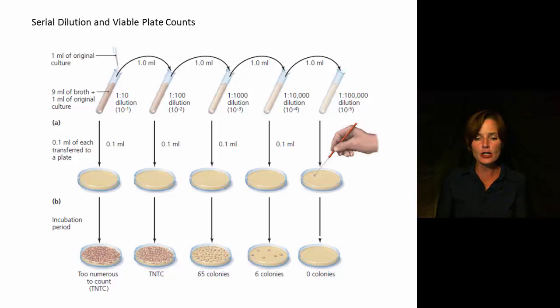So as you can see here, one plate has way too many. We can't count it. The next one has too many to count. But then by the time we get to the 1 in 1,000 fold dilution, in this case, we have a reasonable number of cells that we can actually count. So this is a good way to estimate what we have in an initial population of cells. We produce a number of different dilutions, plate it out, and then look for one that we're actually going to be able to count the numbers of.